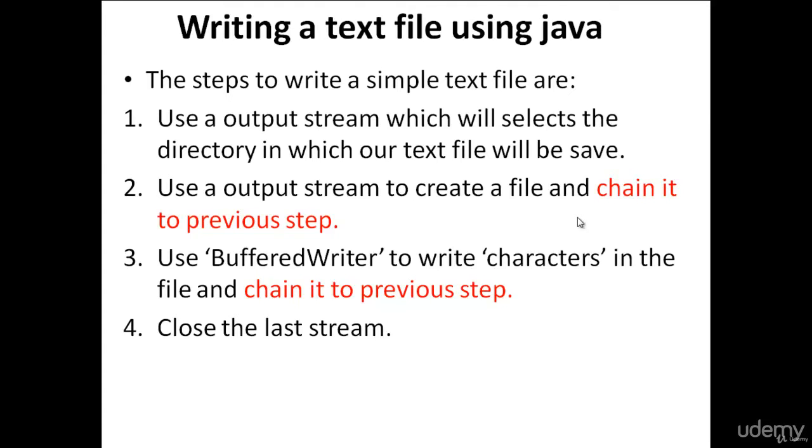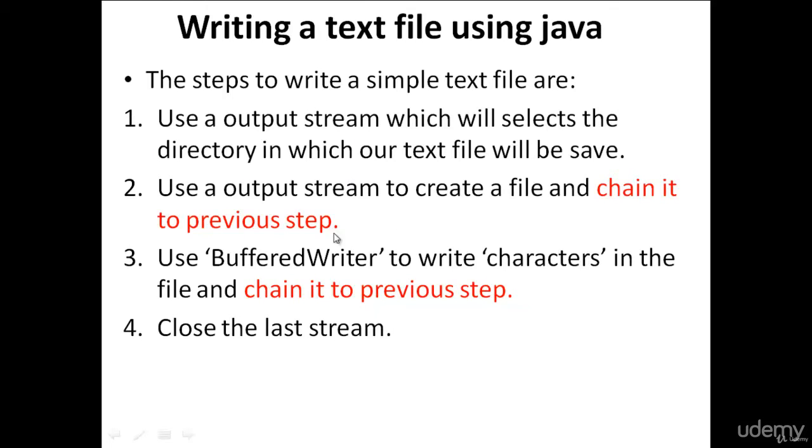As in, let's say if I talk manually about creating a file, how will you create it? The very first thing you're gonna do, you'll go to some location, you're gonna create a file manually, then you're gonna add some text inside that file, and then you're gonna save that file, right? For all these operations, there are different classes available in Java. So the very first thing we need to do, we need to take an output stream which will select the directory in which our text file will be saved. Then we're gonna use the same output stream to create a file and chain it to the first step, that we're gonna write, right?